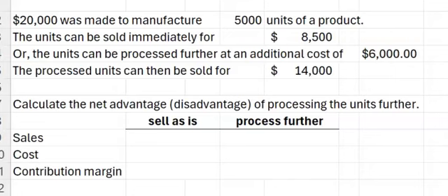So we're going to look at the sell or process decision. We make a product and then we have a choice. Can we sell it at that point, or can we process it further and sell it?